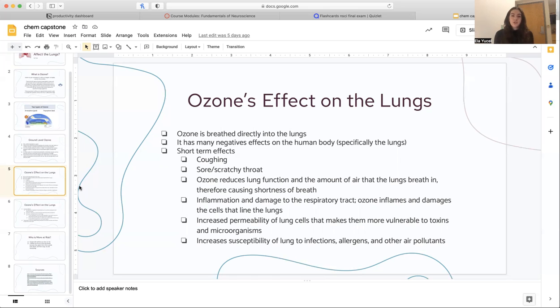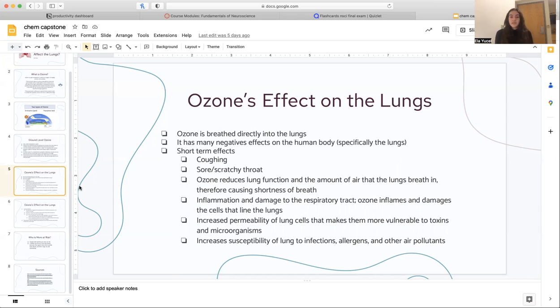Some of the short-term effects are coughing, having a sore or scratchy throat, and reduced lung function. That means you're able to breathe in less air than you would normally be able to, and this can cause shortness of breath. It causes inflammation and damage to the respiratory tract, because ozone inflames and damages the cells that line the lungs, which again contributes to the reduced lung function.